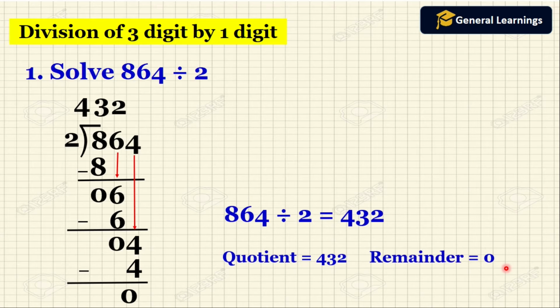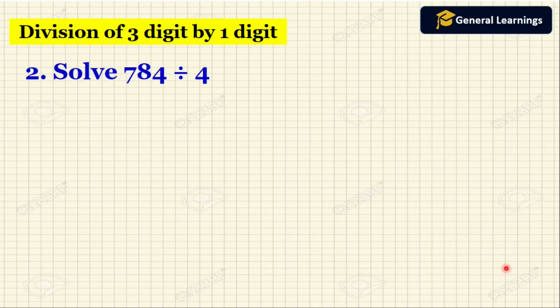Okay students, I hope you understand how to divide a 3-digit number by a 1-digit number. Now we will see another example. Here they have given 784 divided by 4. For that we need to write the division problem like this. Here 784 is the dividend and 4 is the divisor. First we need to divide the 7 by 4.